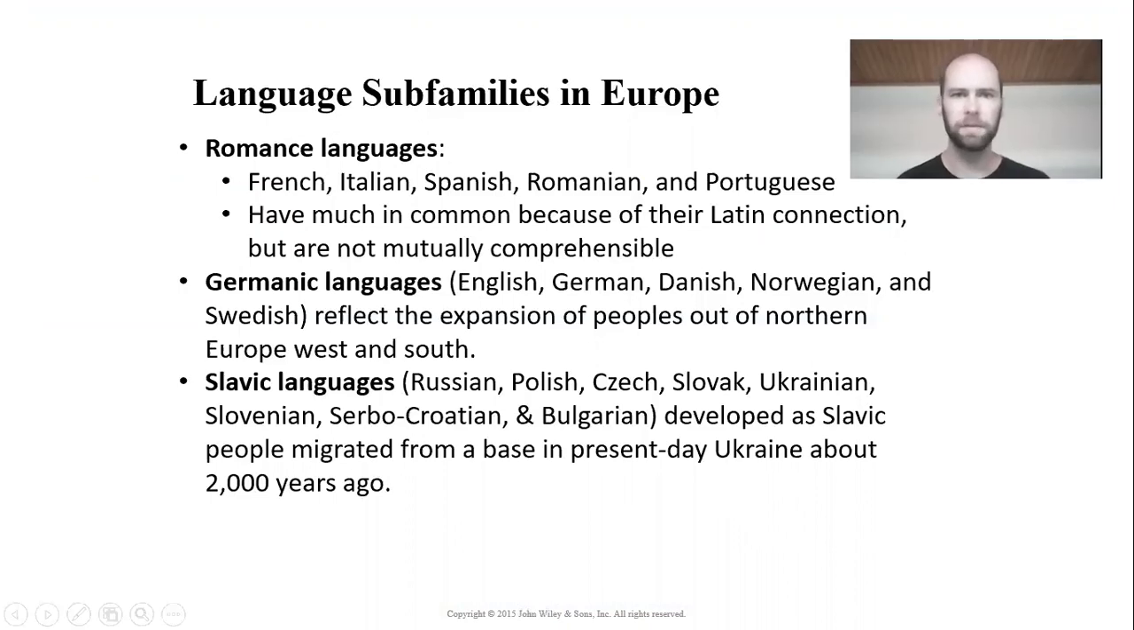And then these languages have subfamilies within them as well. So we have the Romance languages, which include French, Italian, Spanish, Romanian, and Portuguese. They have much in common because they all stem from Latin, but they're not mutually comprehensible. Some words are pretty similar, and you have similar cognates, but someone who speaks Portuguese would not be able to fluently converse with someone who speaks French and have them completely understand each other.